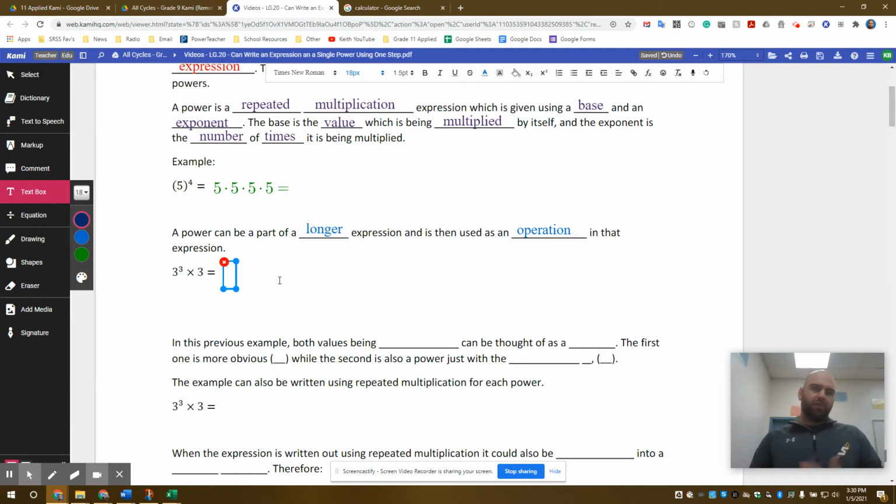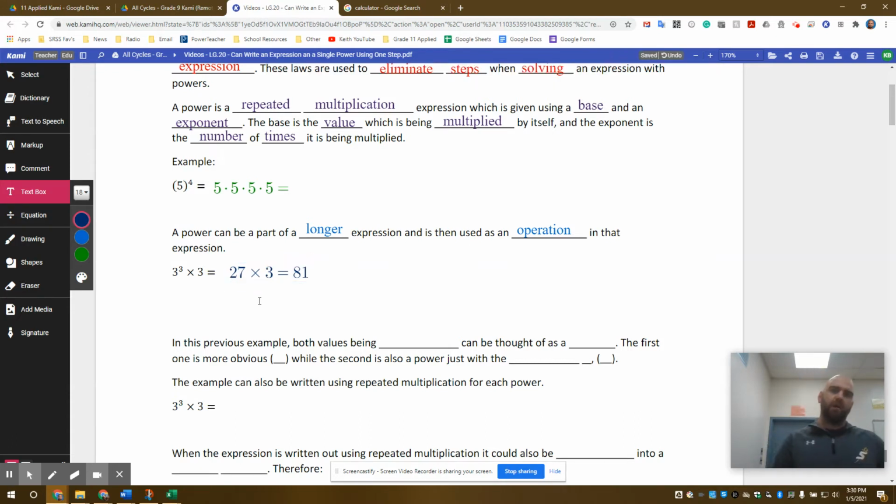So something like 3 cubed, for example, is 3 times 3 times 3, and then we multiply by 3. So 3 times 3 times 3 is 27, and then we multiply that by 3. When we multiply that by 3, we're going to get 81 as our answer. Again, when we have bigger values like this, you can gladly use a calculator as well. But here I'm just solving through order of operations.